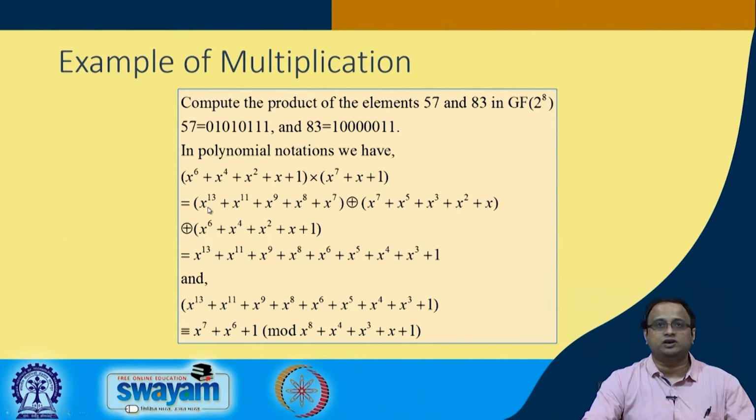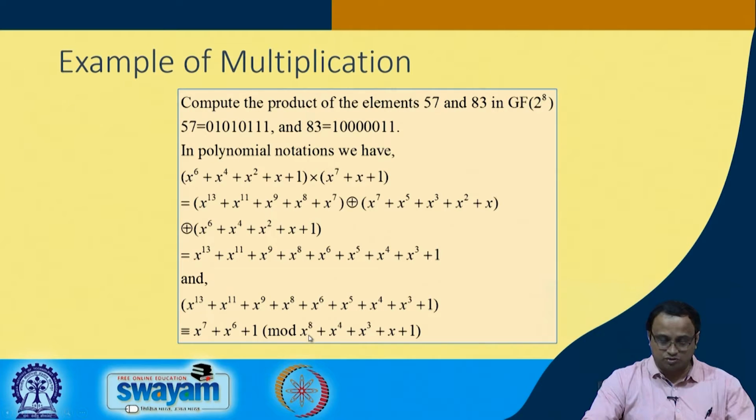Now x to the power of 13 is not in the field, because my field GF(2^8) in this case can have a maximum degree of 7. So it cannot have x to the power of 8 or more as its degree. So what I need to do is take the final result, which is the product of my two polynomials or the two elements, and reduce it, or take a modulo operation with the corresponding irreducible polynomial for GF(2^8).